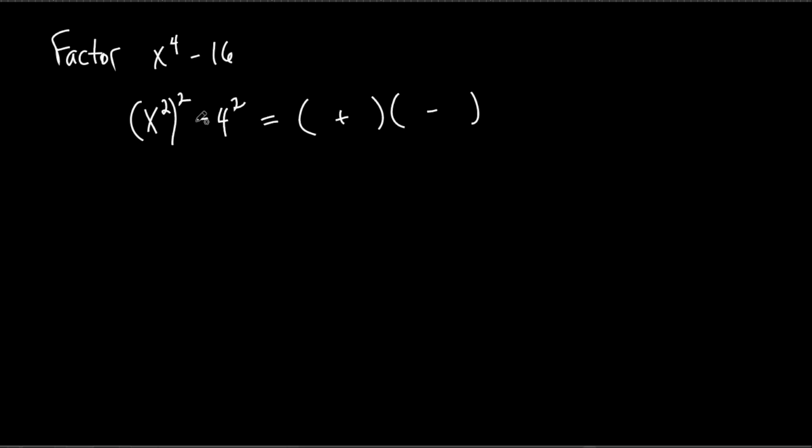What's being squared to give you x to the 4th? X squared. So you put an x squared here and an x squared here. What's being squared to give you 16? A 4. So you put a 4 here and a 4 here. Now, it does say factor. Technically, that would be factored, but this does say factor completely. Is this factored completely? It kind of looks like it is.